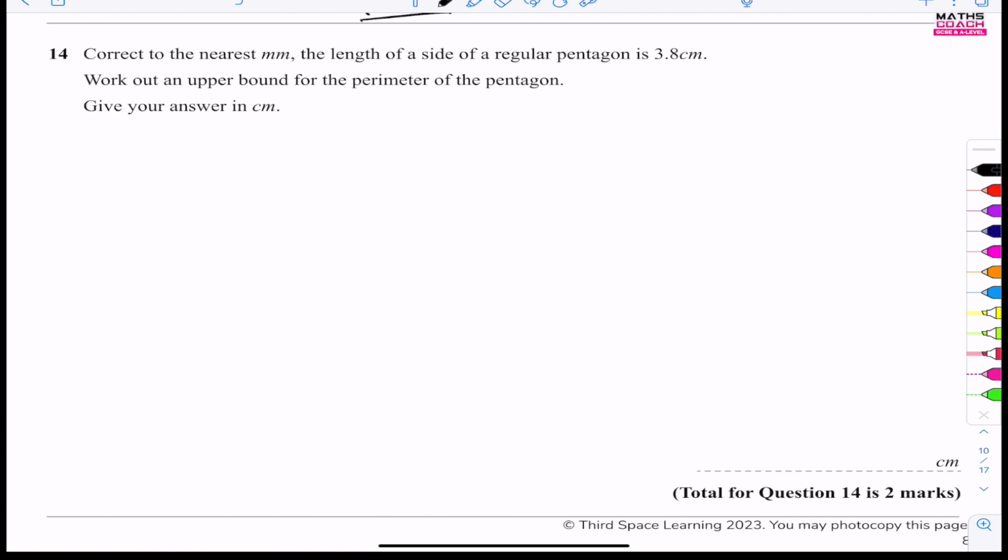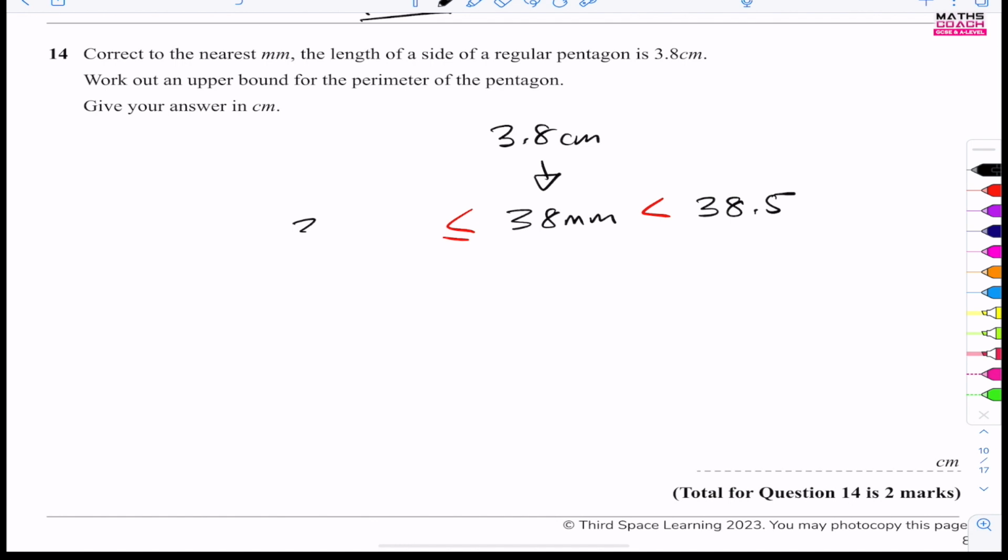So if we first of all just write down 3.8 centimeters, convert that to millimeters now, just to be safe. So that's going to be times by 10, so 38 millimeters, and then do our error intervals. Okay, so the upper bound would be 38.5 and the lower bound would be 37.5. Okay, now we are working out the perimeter of a pentagon. A pentagon has 5 sides. So for the upper bound of those 5 sides, we need to add them. So we are going to be doing 5 times 38.5, which is our upper bound.